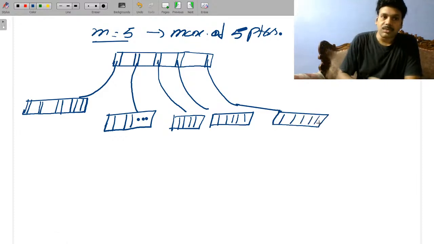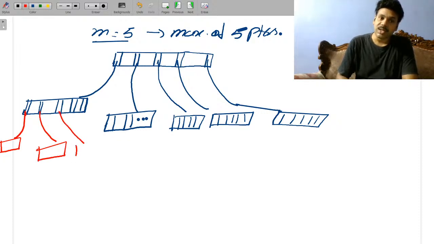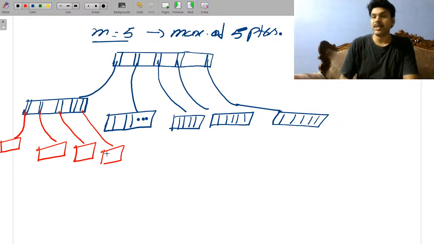See, look at the down. Look at the down. This further has 5 pointers. This further has 5 pointers. This further has 5 pointers. And this further has 5 pointers. Again, you can have a down like this.